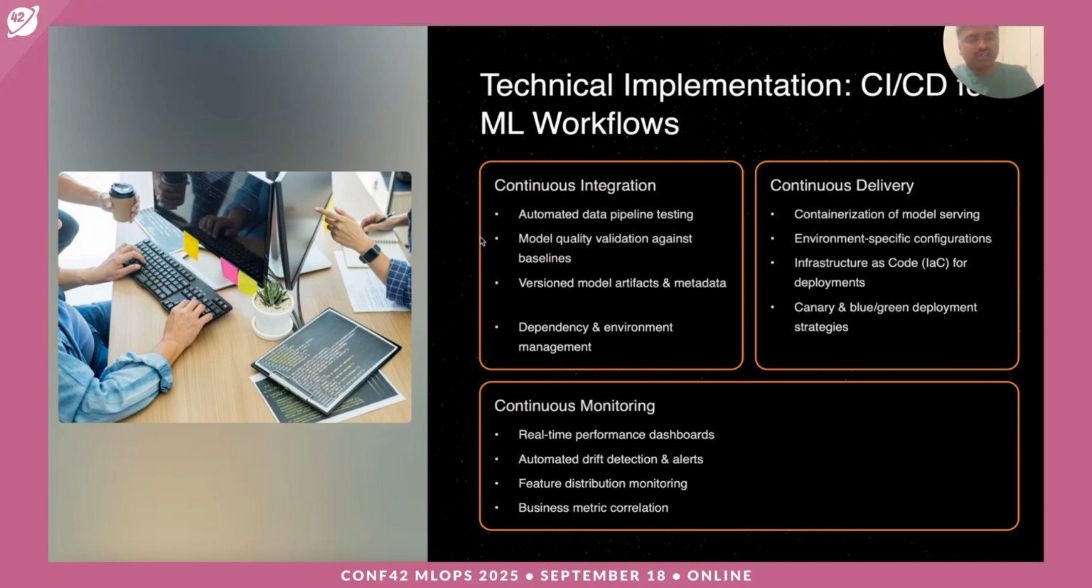The other important thing I want to touch upon is continuous delivery. When we are deploying these models at scale into a production environment, it's usually containerized. There are a lot of tools we usually use, like Triton server, Docker containers, and various other things. But this is one thing we need to keep in mind: how do we build consistent containerization of a model serving framework, right? The other thing is environment-specific configurations and IaC, infrastructure as code deployments as well. Another important thing is canary or blue-green deployments. When we want to deploy the model into production, there are various deployment strategies that we can look at.